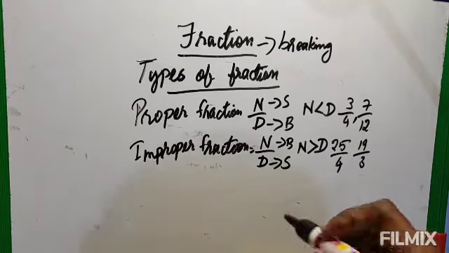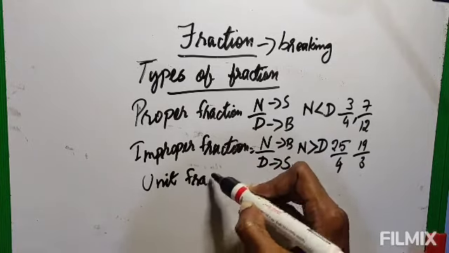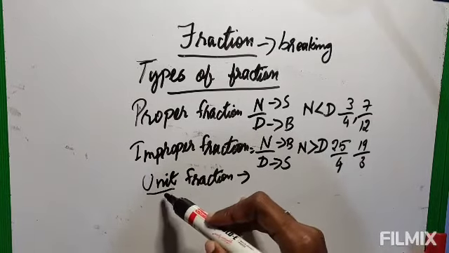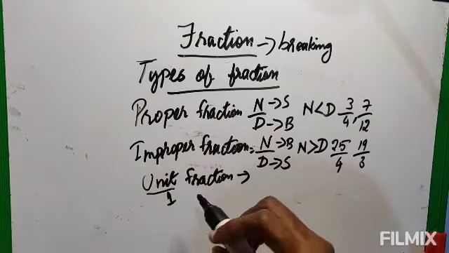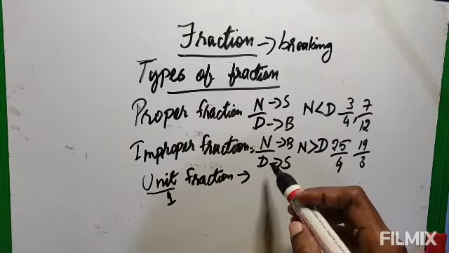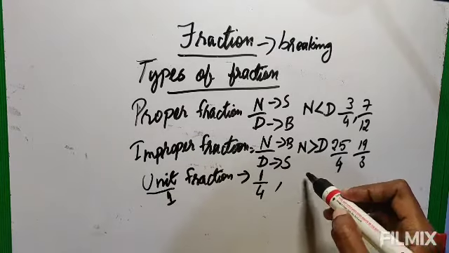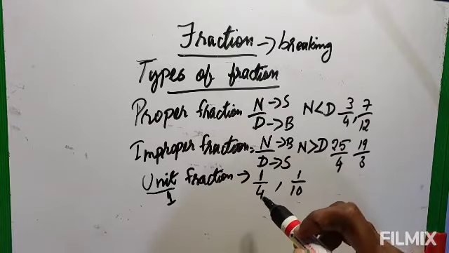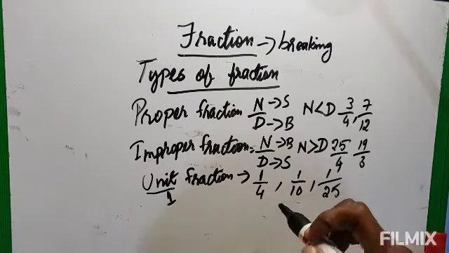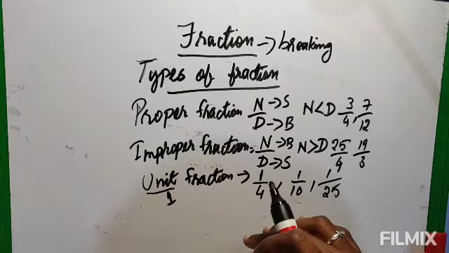Now next we are going to learn unit fraction. From the word itself we can understand, unit means 1. I think I have taught you, unit means 1. So if in the fraction the numerator is 1, that is a unit fraction. So 1 by 4, this is a unit fraction because in the numerator 1 is there. Now 1 by 10, the numerator is 1, so it is a unit fraction. 1 by 25, the numerator is 1, so it is a unit fraction. If in the numerator 1 is there, they are called unit fractions.